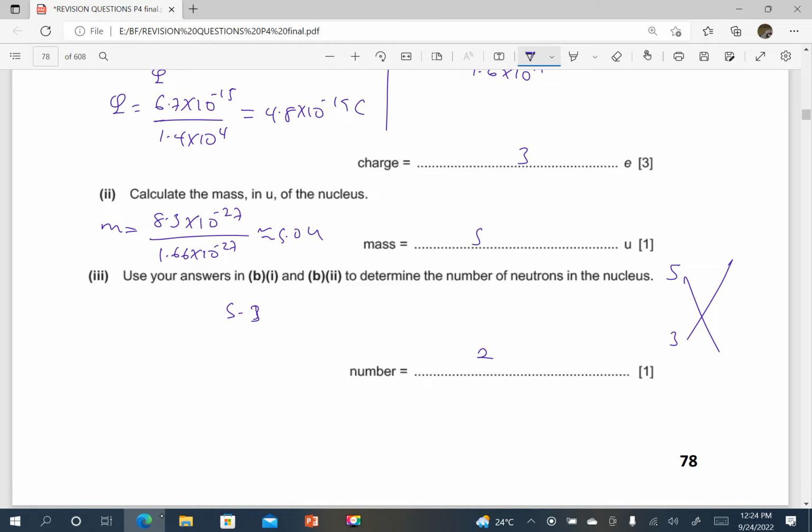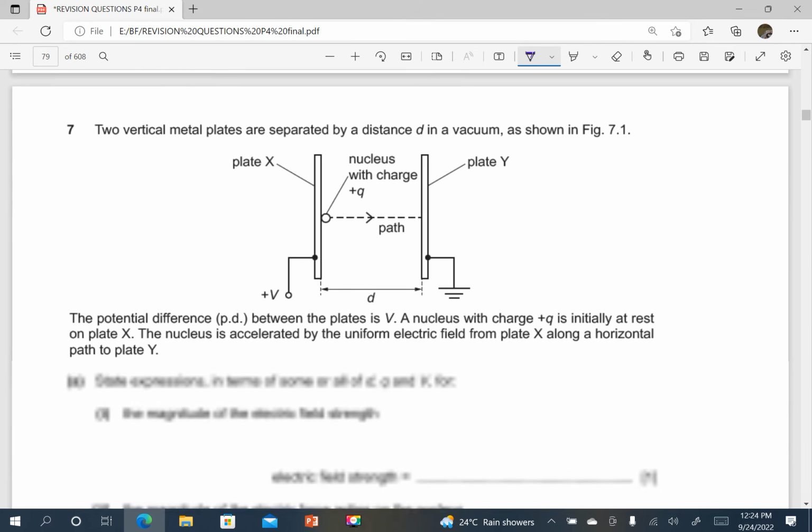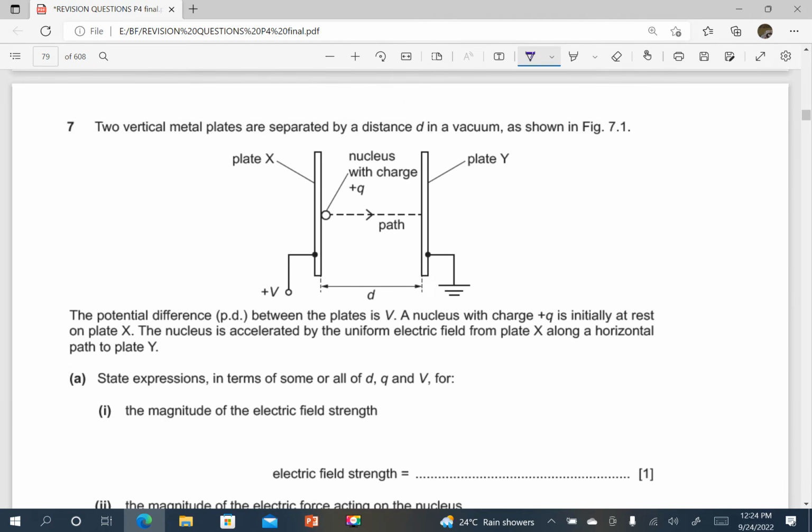So the answer there is going to be 2. Okay. Two vertical metal plates are separated by a distance d in a vacuum. This has been shown in the diagram. The PD between the plates is V.